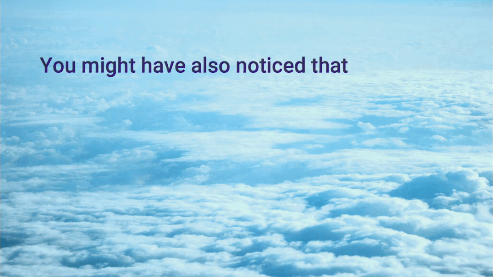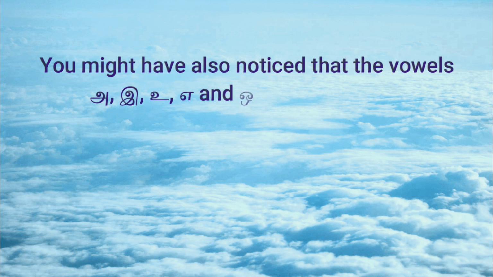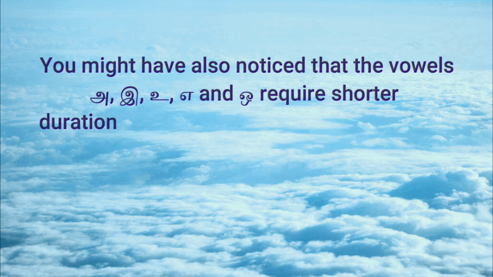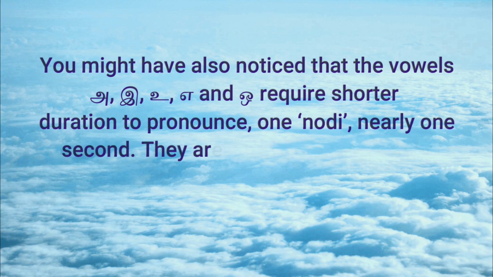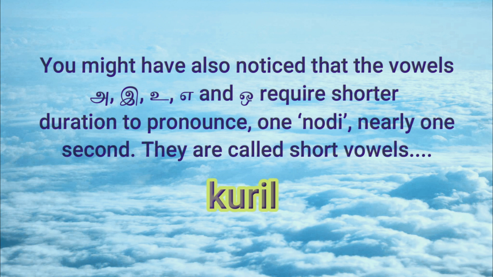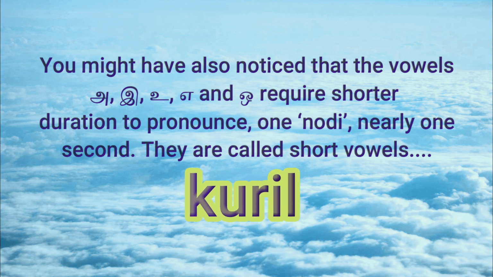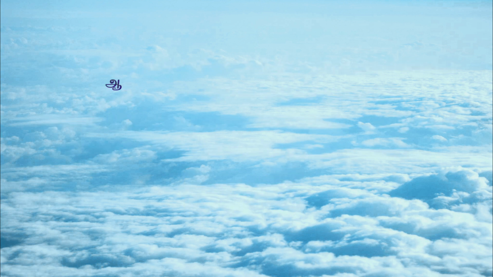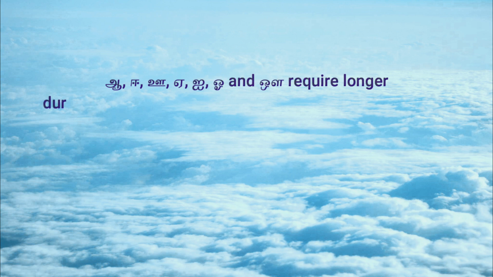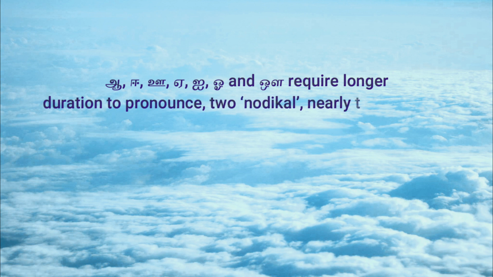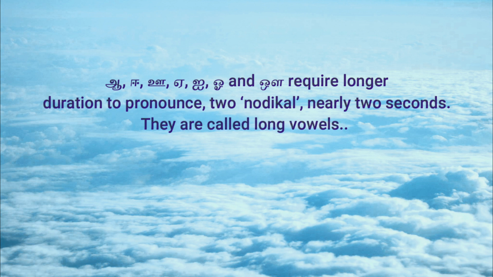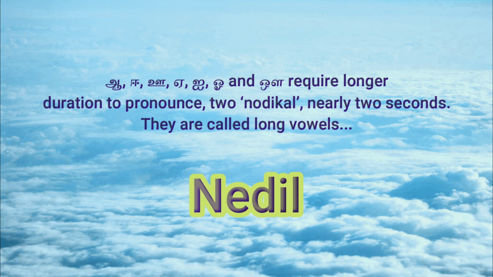You might have noticed that the vowels A, I, U, A and O require shorter duration to pronounce, which is 1 nodi, nearly 1 second. They are called short vowels or kuril. The vowels A, I, U, A, I, O and Au require longer duration to pronounce, 2 nodigal, nearly 2 seconds. They are called long vowels or nidil.